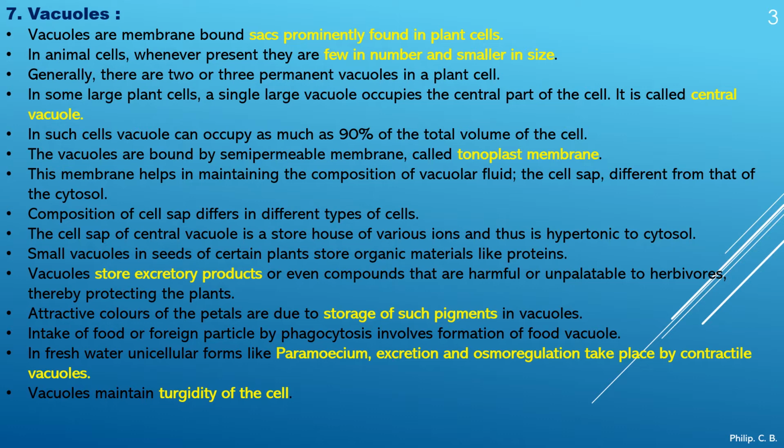Intake of food or foreign particles by phagocytosis involves formation of food vacuole. In fresh water, unicellular forms like paramecium, excretion and osmoregulation take place by the contractile vacuole. Now I put a slide of paramecium further, which you can see, where the vacuoles help in carrying out excretion or osmoregulation. Hence they are termed as contractile vacuoles. Vacuoles maintain turgidity of the cell.